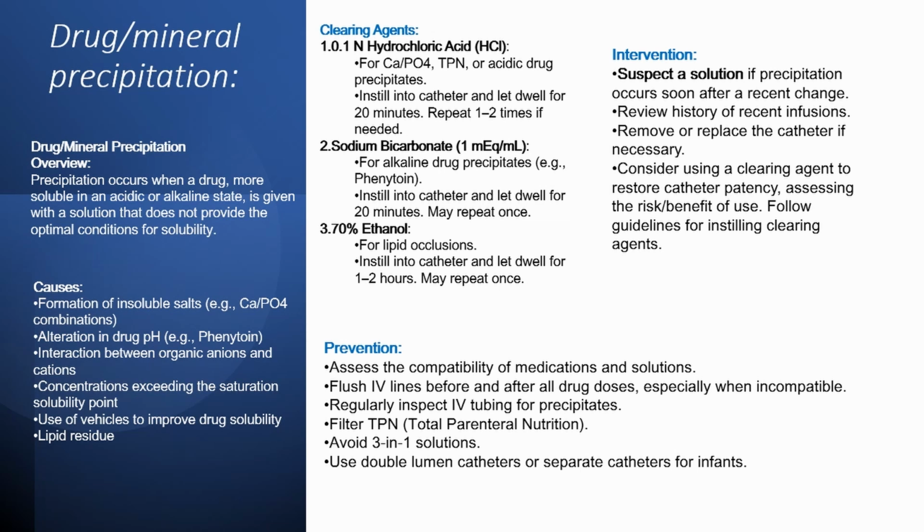Prevention. To prevent precipitation, assess medication compatibility before administration. Flush IV lines before and after drug administration. Regularly inspect the tubing for precipitates. Filter TPN solutions and avoid 3-in-1 mixtures. Consider using double lumen catheters for infants to separate incompatible drugs. By following these practices, we can reduce the risk of precipitation and maintain catheter patency.